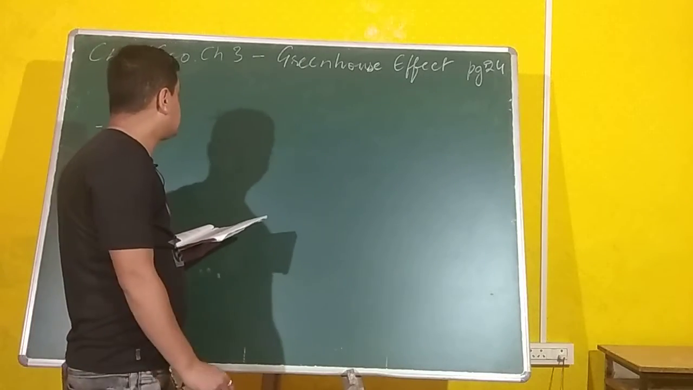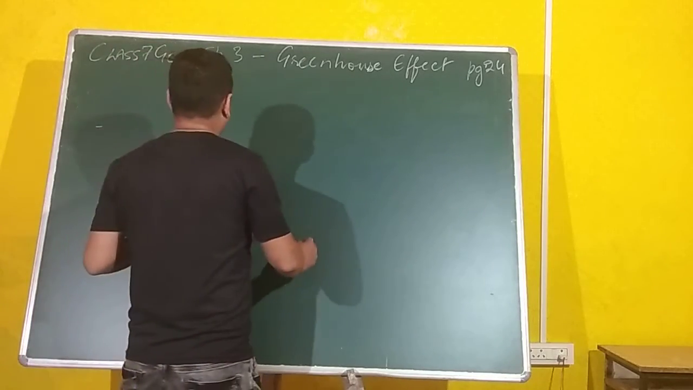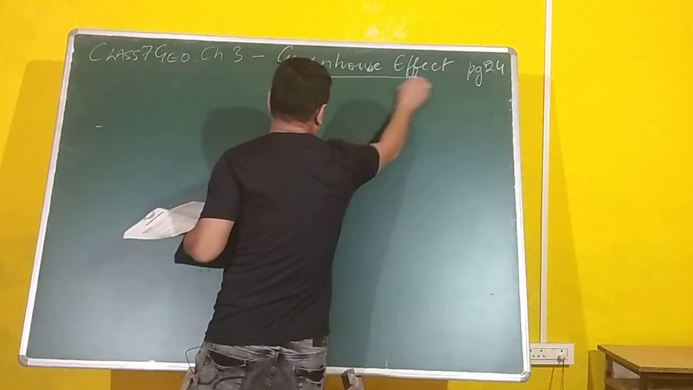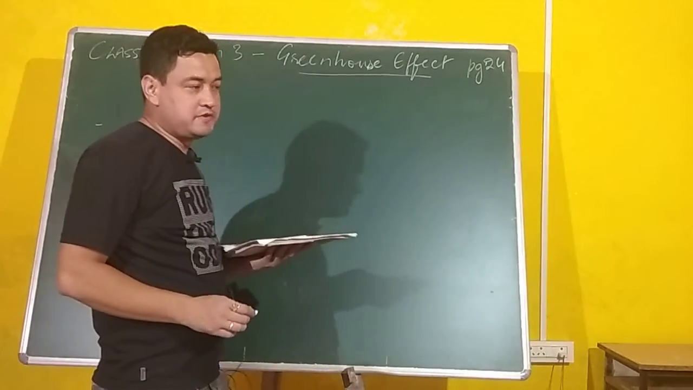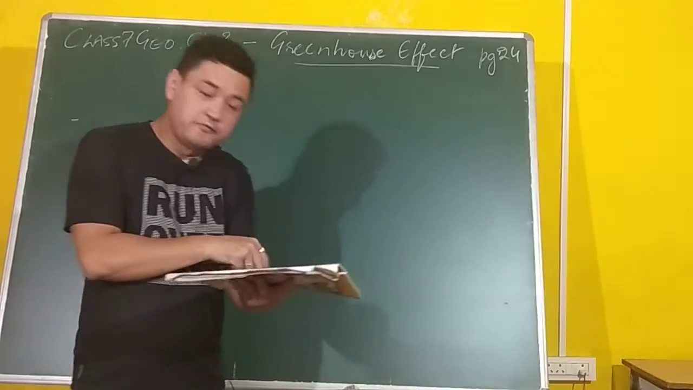Today I'm going to start a new chapter, chapter number 3 for class 7 geography, greenhouse effect. You can refer to your geography textbook from page number 24.